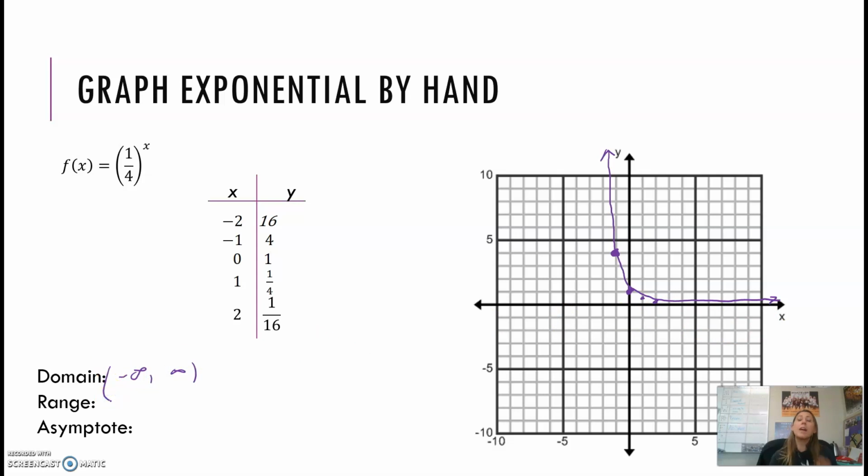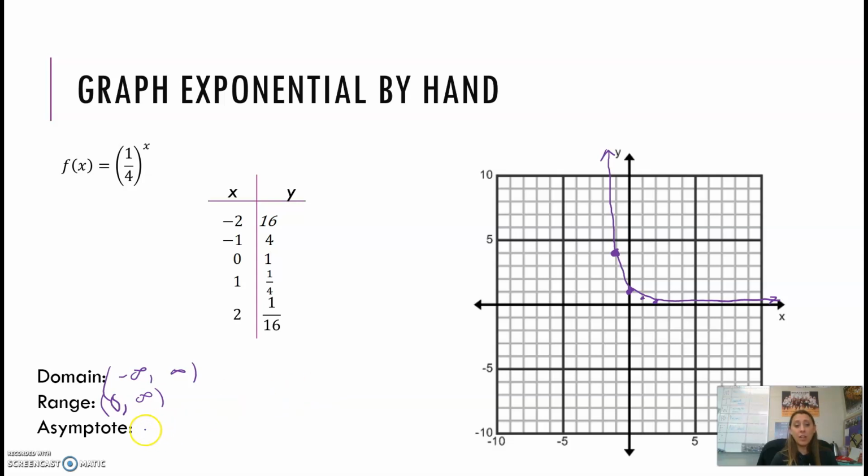So remember, domain relates to x's and y's, left to right. What values of x's are going to work? All of them are going to work. But y is a little bit of a different story. It looks like it's going to get real close to that x-axis but never get to it. So that means that I'm never going to have a negative y value. So my smallest possible y value is going to be 0. But it is going up forever. So I am going to say it's going to go up to infinity. So my range is 0 to infinity.